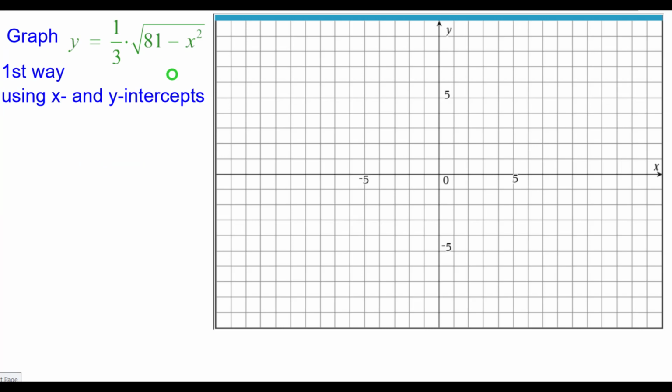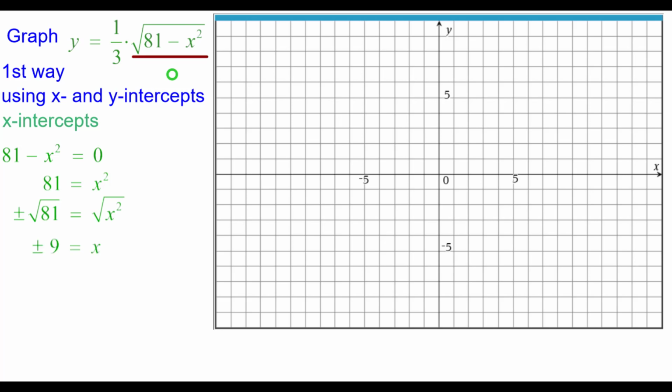The first way is using x and y intercepts. The x-intercepts occur when y is equal to 0. So we're going to set this expression equal to 0. That 1/3 won't affect it. And we're going to get 81 equals x squared. Take the square root of each side and get two answers. X is equal to either positive 9 or negative 9. And so here are our two x-intercepts, negative 9, 0 and positive 9, 0.